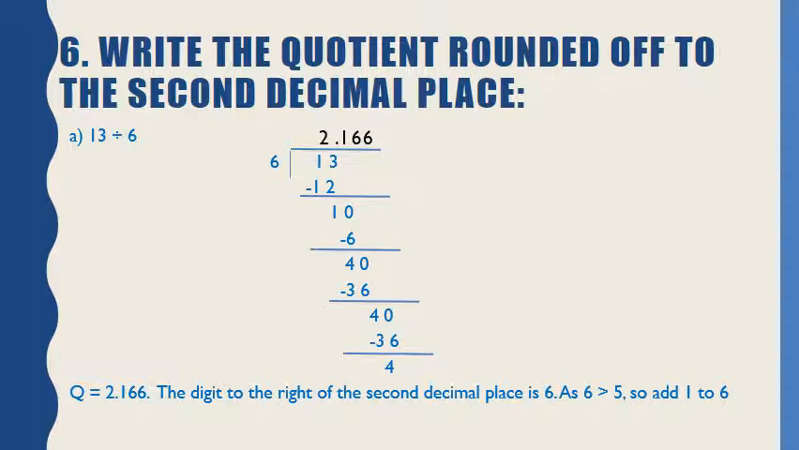2.166, and children, we have to round off this quotient to the second decimal place. And what is the digit at the second decimal place? It is 6. And what is the digit to the right of the second decimal place? It is 6. And as 6 is greater than 5, so we will add 1 to 6, which is the digit at the rounding place, which is the second decimal place. Okay, so now the quotient becomes 2.17, and children, we will drop all the digits to the right of the rounding place, right? So the quotient is equal to 2.17.